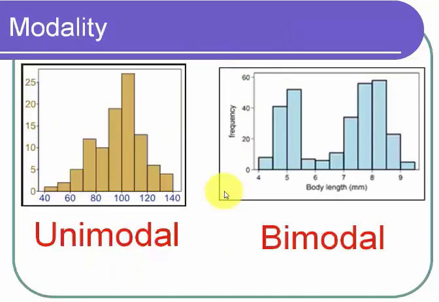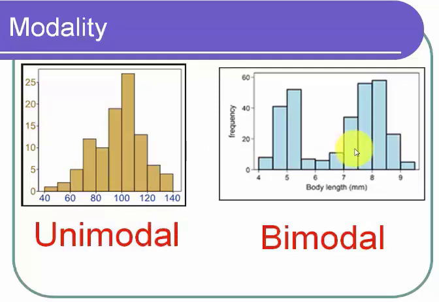So let's next talk about modality. So remember, mode is the highest frequency value. If there's just one mode, like in this example here, where there's one high bar, and then low bars to left and right, we're going to call that a unimodal distribution. By the way, we saw that skewed left and skewed right. Those were also unimodal, and so was that symmetric one we saw.